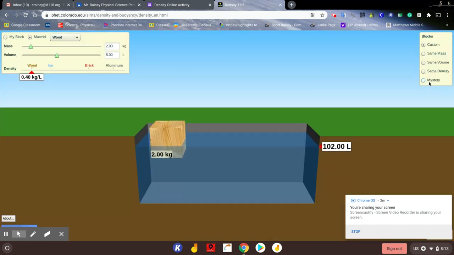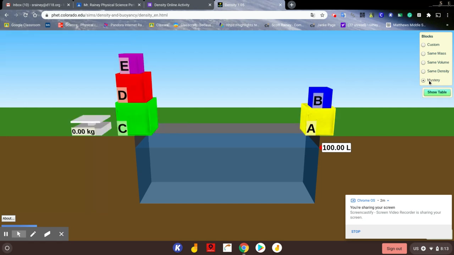So what you want to do is set your key to mystery. It gives you all these blocks, and we have a table, we have a scale. We're only going to do 2 blocks. You can play around with this when we're done if you want. But this is going to show us 2 measures of material, and that's going to help us find the density of the material. So we're going to start with box A.